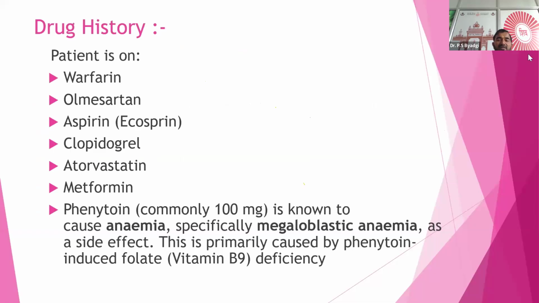For example, if the patient is taking phenytoin for the management of epilepsy for a longer time, that is going to cause megaloblastic anemia. So taking the drug history is very, very important. If the patient is taking phenytoin for years together and develops megaloblastic anemia, the phenytoin should be considered the causative factor for its development. That's why the drug history is very, very important.